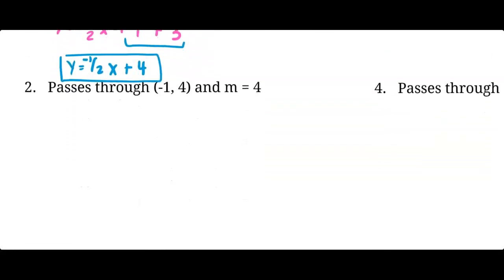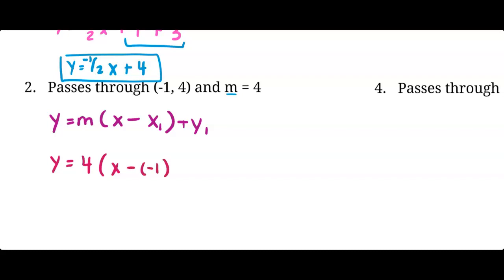Number 2 was super nice. They told you the m already, just like the other one, but they put it with m instead of a slope, so we didn't have to think about it as much. So again, we're using that y equals m times x minus x1 plus y1. So now when I plug in, I'm going to have y equals the 4 as my slope, and then x minus negative 1 plus 4. Remember that when I have a double negative, that just means positive, right? 2 wrongs make a right in math class. So that becomes plus 1 instead.